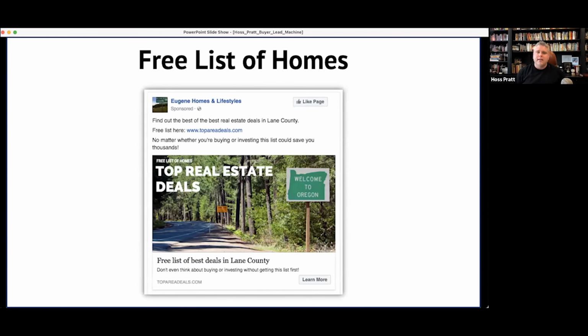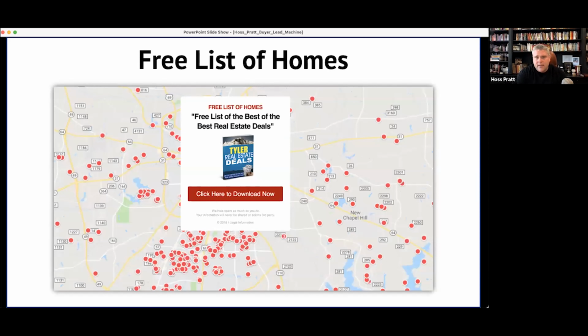Offering a free list of homes. This is great. This is a Facebook ad I created for a client. He's up in Oregon. And I put together an ad and I said, find the best of the best deals in Lane County. Free list, topareadeals.com. No matter where you're buying or investing, this list could save you thousands. And in this case, we ran Facebook ads to it and generated tons of leads. And that took them right to a landing page.